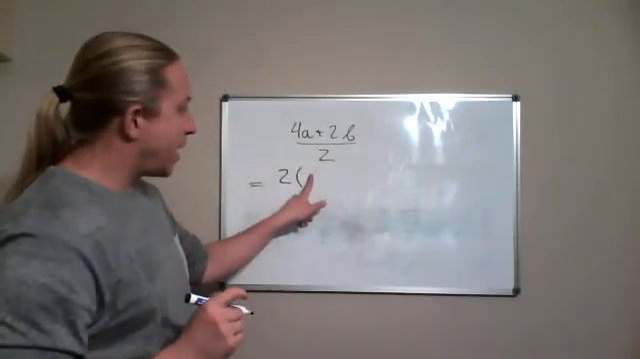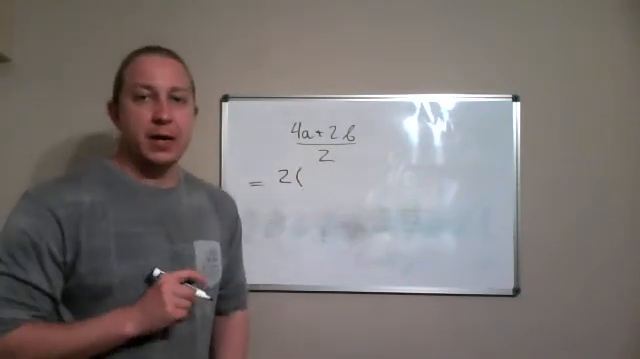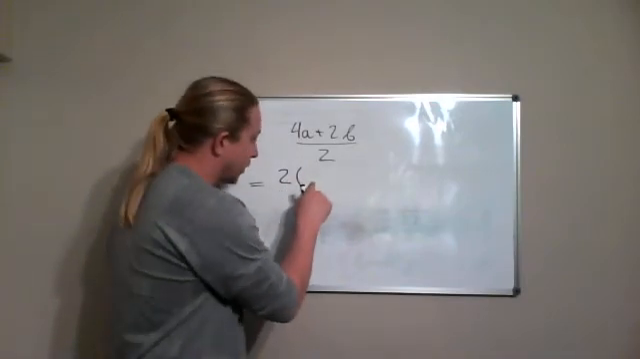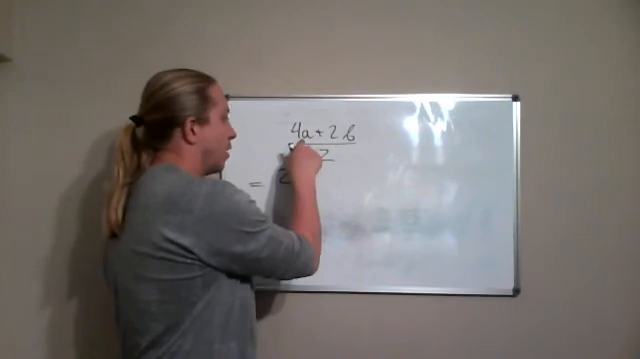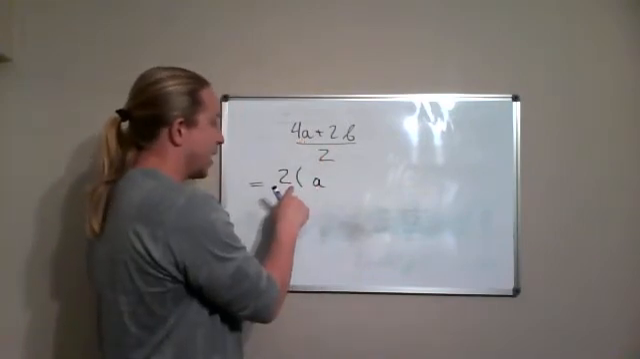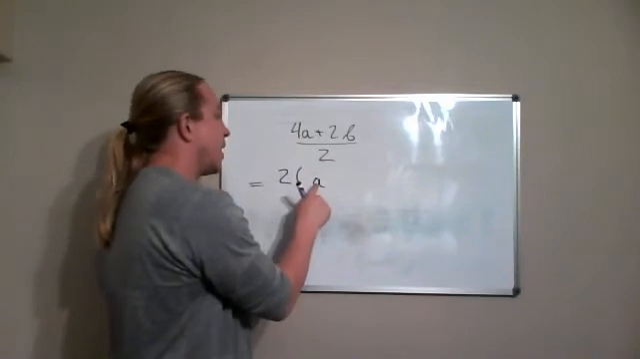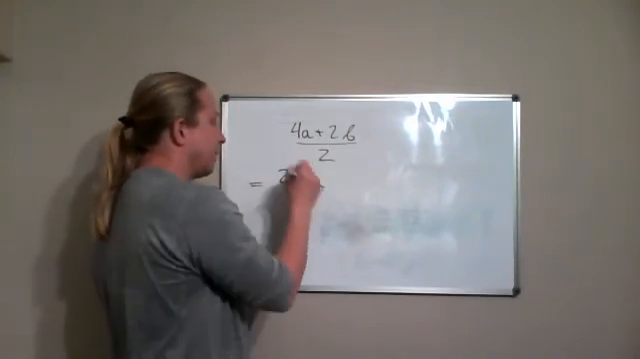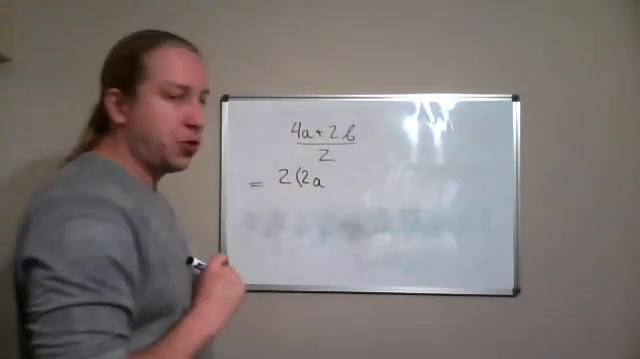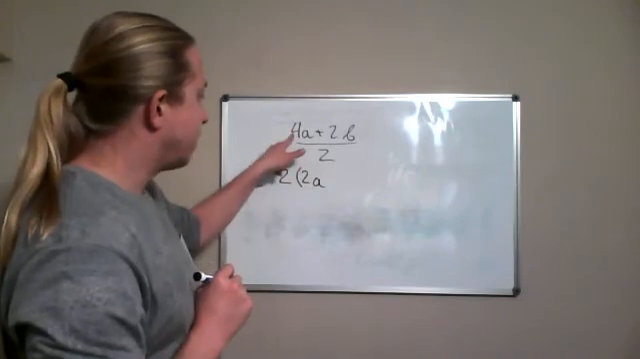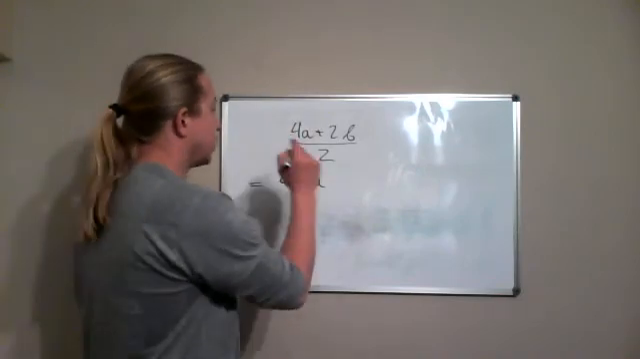Now, the way we find the numbers that go inside the bracket is you ask yourself a question. 2 times what must give me 4a? Well, it must definitely be an a because there's no a here. So 2 times what a gives me 4a? Well, 2 times 2 gives me a 4. So it must be a 2a inside the brackets, since 2 times 2a gives me 4a. Great, we've done that one.